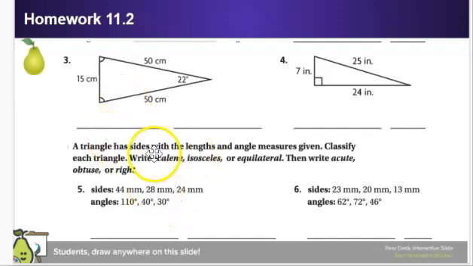You want to label this. A triangle with sides has the length and angles measured given. Classify them. Write scalene, isosceles, or equilateral. And remember, that has to do with the length of the sides. Then write acute, obtuse, or right, and that has to do with the angles that are inside of it. All right, so here are the measurements just to make sure it's really clear rather than trying to figure it out. So go ahead and stop the video, write out what you think it is, and you can go back and check.